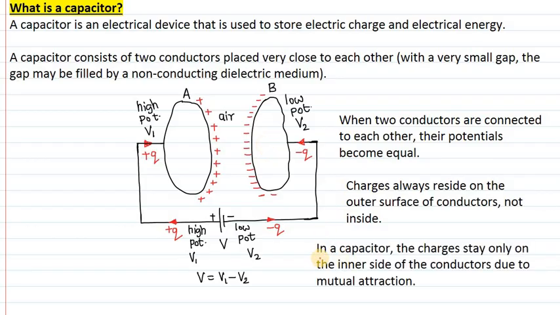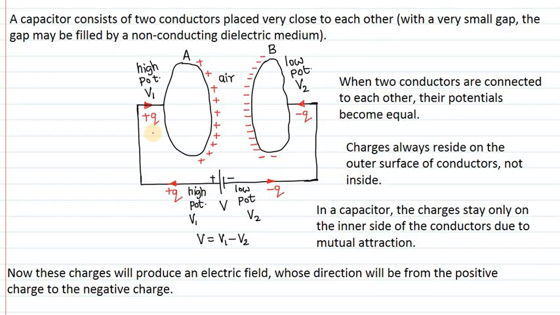So please note, in a capacitor, the charges stay only on the inner side of the conductors due to mutual attraction. So positive and negative charge attract each other and they are on the inner side. If you separate these conductors to a very large distance from each other, then the charges would spread all over the surface. The entire surface will be covered. But when they are brought near to each other, then due to mutual attraction, these two charges will come on the inner side of the conductors.